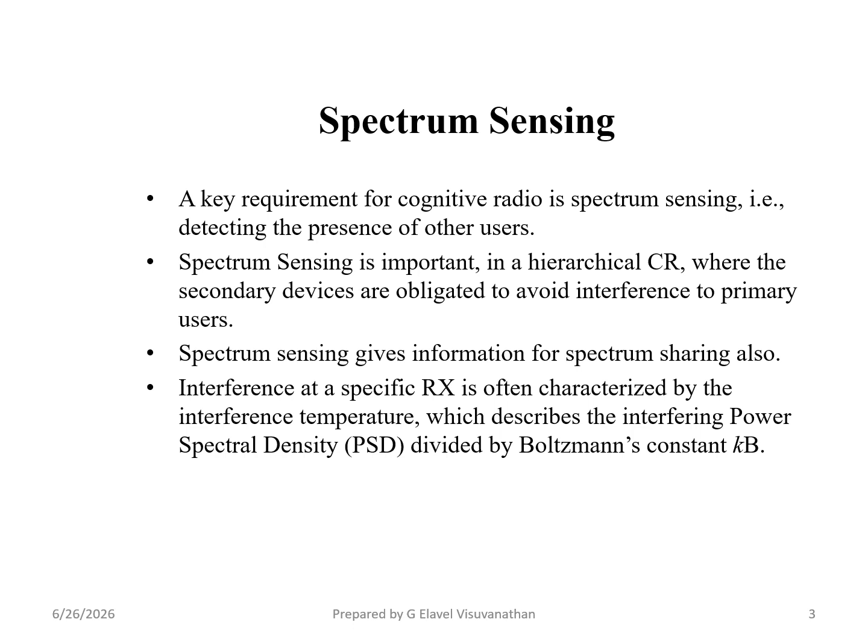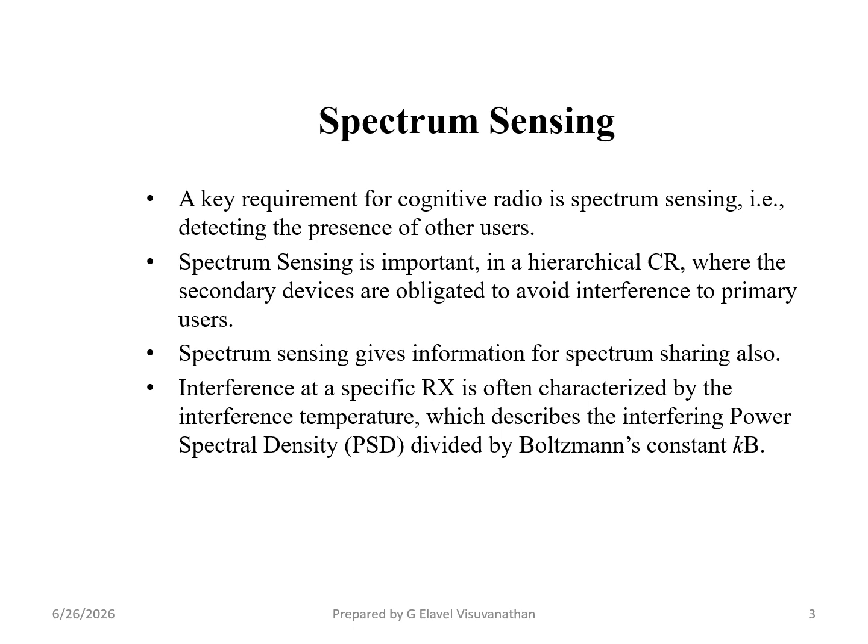Spectrum sensing gives information for spectrum sharing also. Why? Because it will sense whether the spectrum is being used by another user or not, whether it is free or not, active or inactive. So with this information, the identified spectrum can be shared with different users. So spectrum sensing gives information for spectrum sharing also.